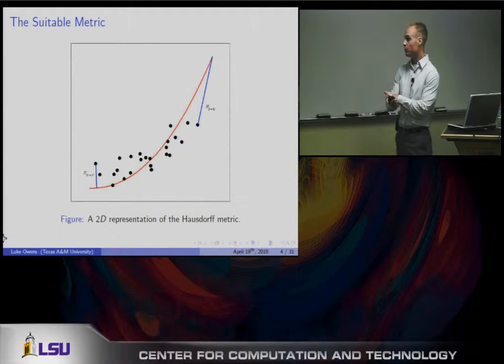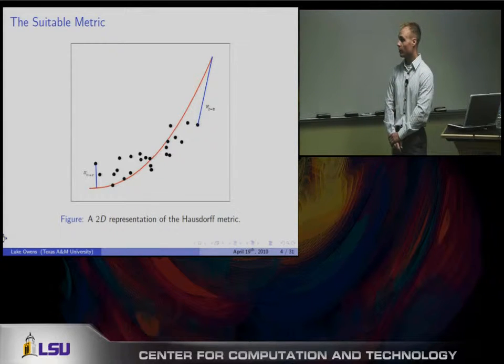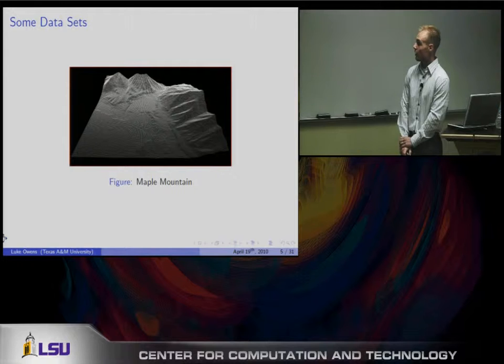Basically, we call this two-sided Hausdorff, so we want to control each of the one-sided Hausdorff distances. All right, so here are some of our data sets. If you look, you guys can see pretty well, I think.